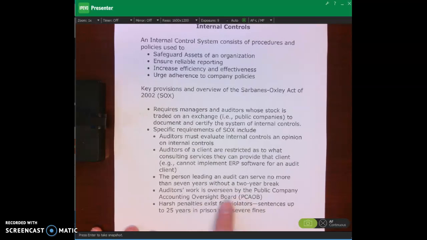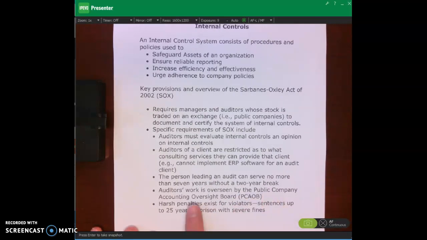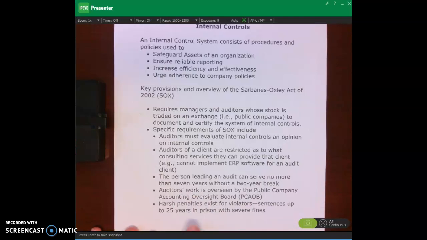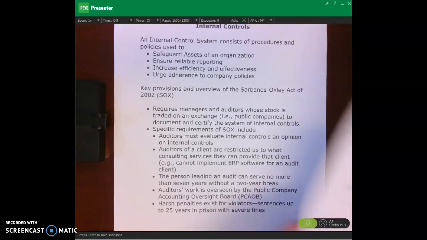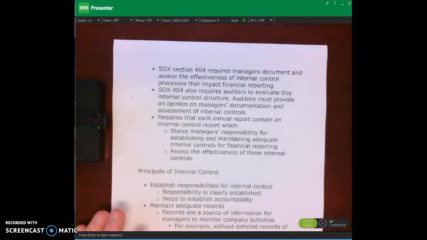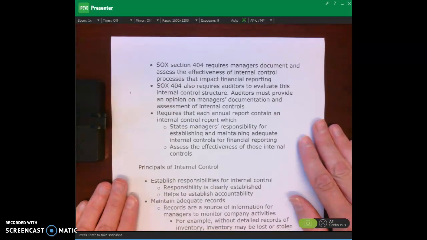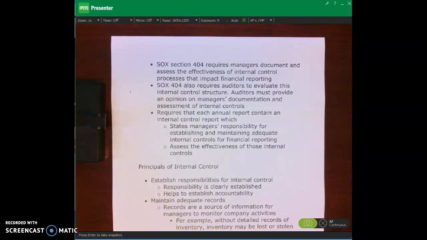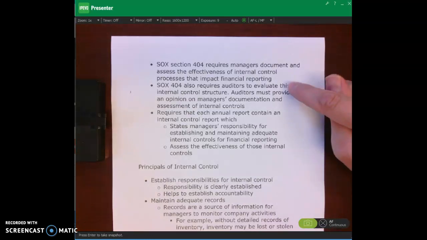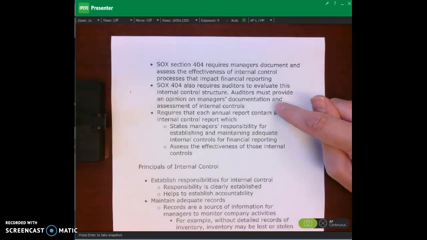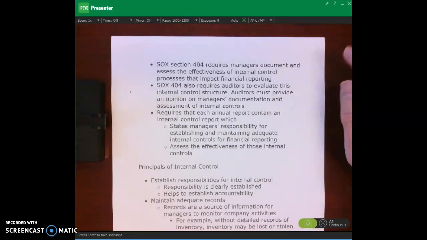Okay? Then what we have is the PCAOB, the Public Company Accounting Oversight Board. They oversee auditors, so they audit the auditors. There also are harsh penalties now for violations. We have larger prison sentences. And then, as I was saying earlier, SOX Section 404 requires managers to document and assess the effectiveness of internal controls, and also to evaluate the internal control structure. And auditors have to provide an opinion on managers' documentation and managers' assessment of their internal control.